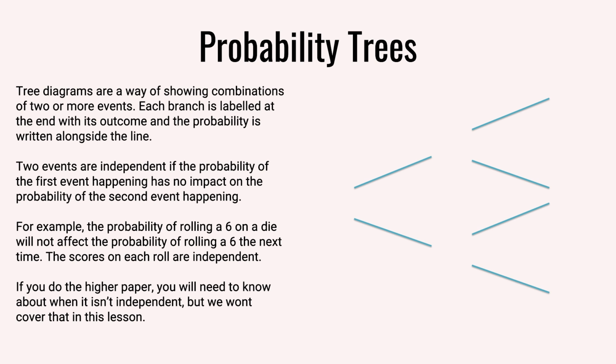However, if you roll a die, say, and get 3, but then you're not allowed to get 3 the second time, then it is affecting the probability of rolling it next time, because you are taking away one of your answers. So instead of being 1 in 6, it becomes 1 in 5. And that is when it's dependent. And if you do the higher paper, you'll need to know about that. But we won't cover that in today's lesson, as we'll just focus on the independent, which always comes up on a foundation paper.